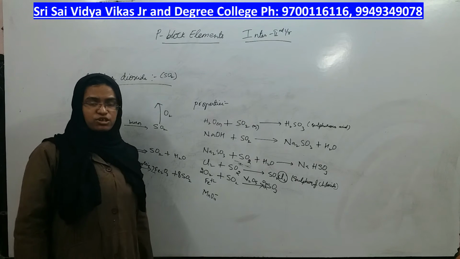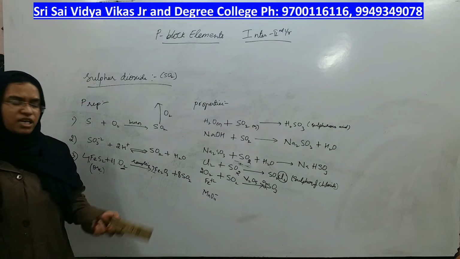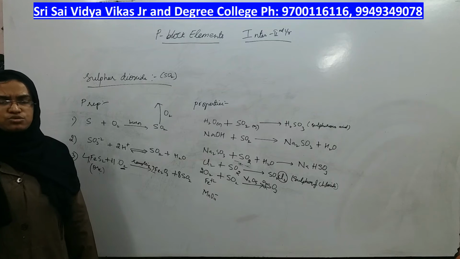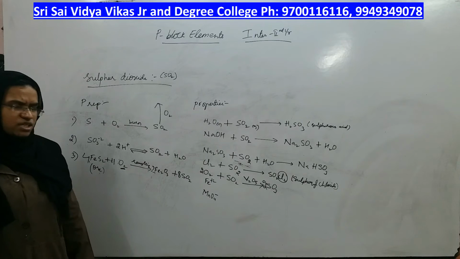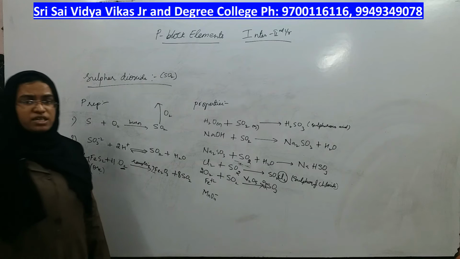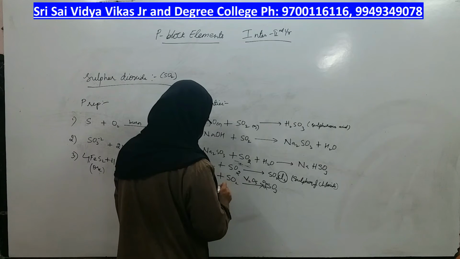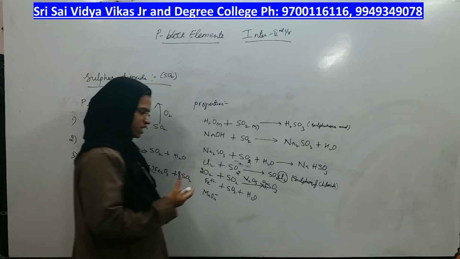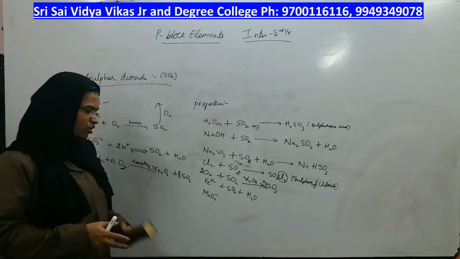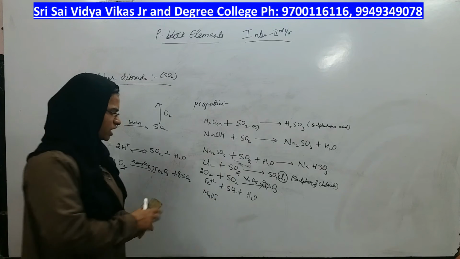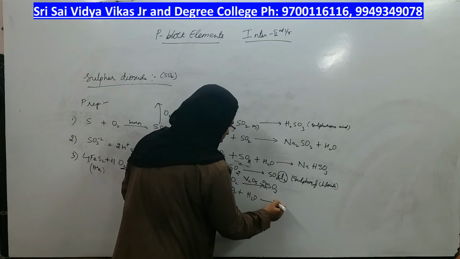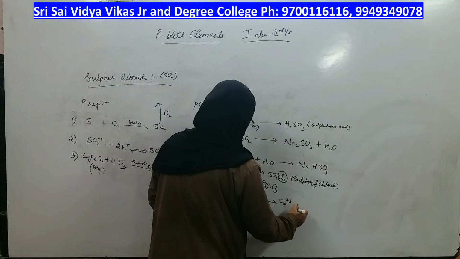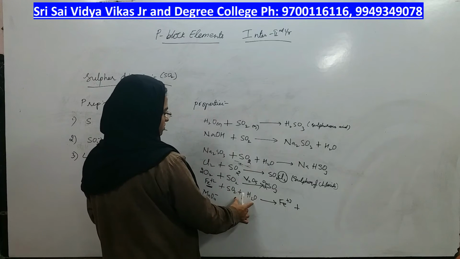What is the next property of sulfur dioxide? If you take an Fe plus 2 salt, or an Fe plus 2 ion, you can convert it into an Fe plus 3 ion with the help of sulfur dioxide. That is also one property of sulfur dioxide. How can I write that property? Sulfur dioxide can convert Fe plus 2 ion into Fe plus 3 ion. How? By this combination. What is the combination of these two?